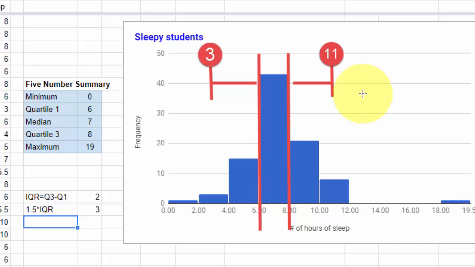So any data points that lie outside of the fences are identified as outliers. So we have an outlier here for sure, but we also have an outlier, anybody who got less than 3 hours or more than 11 hours of sleep. So that's how the hunt for outliers works.